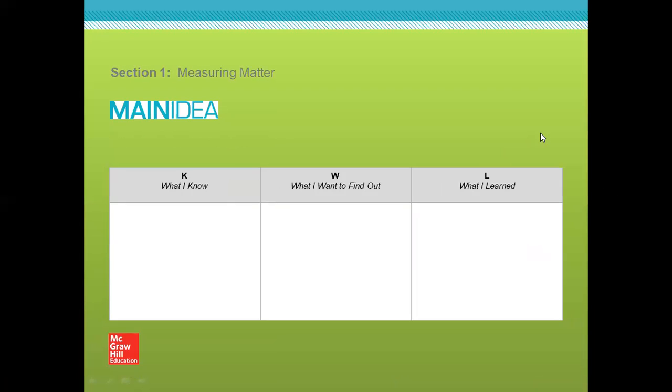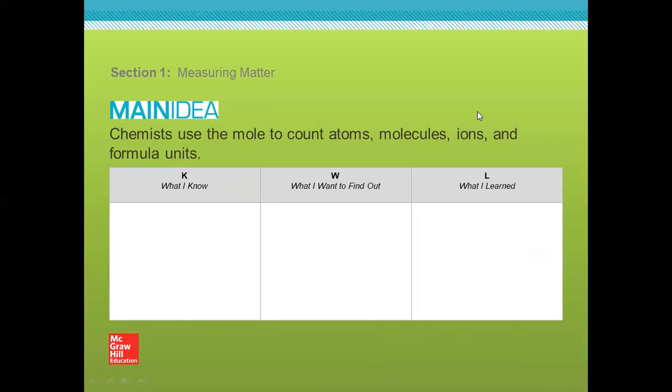Now, inshallah, we are going to make a small revision for the lessons that we started before the previous session. That's called measuring matter. So, chemists use the mole to count atoms, molecules, ions, and formula units. So you have the number of moles, number of atoms, number of molecules, number of ions, and number of formula units. So how can we get them?